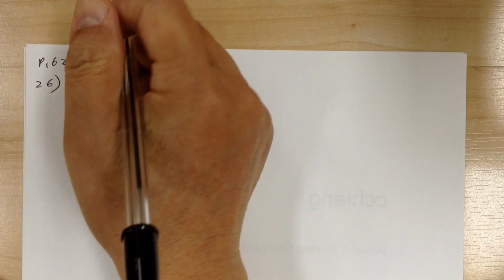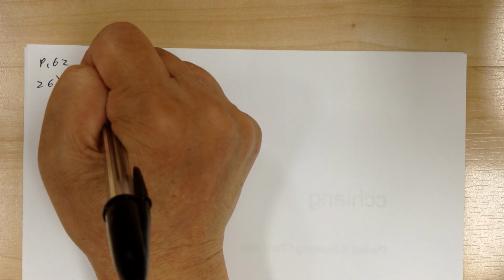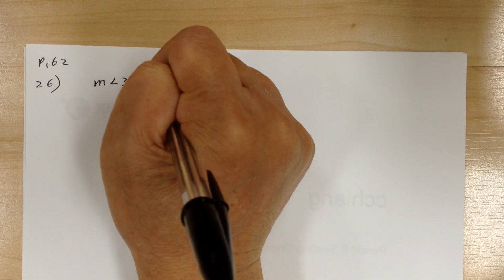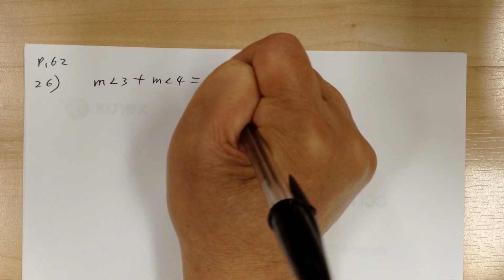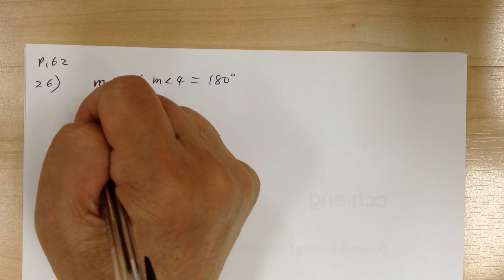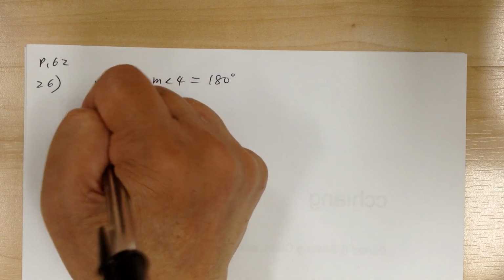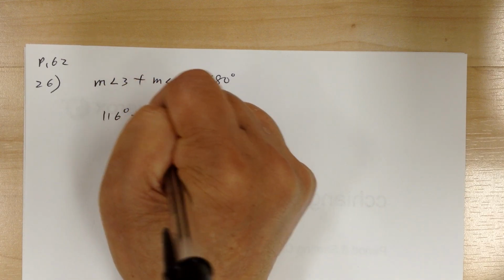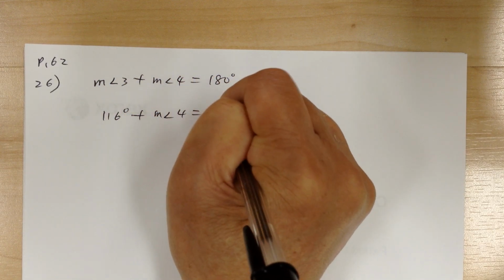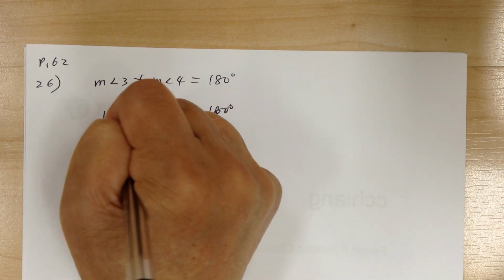Okay, 26. Angle 3 and angle 4 are supplementary angles. That means the measure of angle 3 plus the measure of angle 4 equals 180 degrees. That's what supplementary angles mean. So for number 26, the measure of angle 3 equals 116. So 116 degrees plus the measure of angle 4 equals 180, minus 116 on both sides.